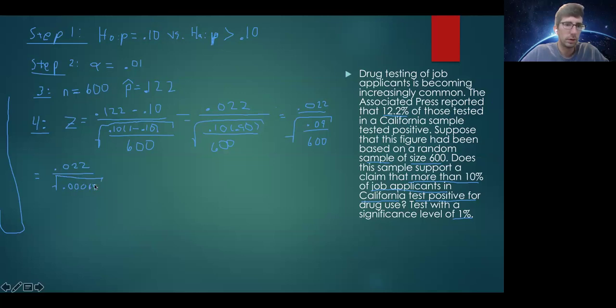0.000115. Then we have to take the square root of that, right? So we're just carrying this 0.022 all the way through. The square root of 0.00015 is 0.0122. So now finally, if we divide 0.022 by this 0.0122, we get a z-score of 1.80.